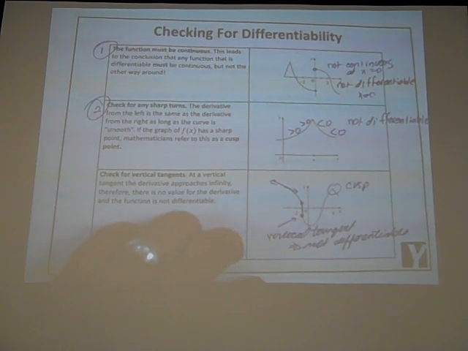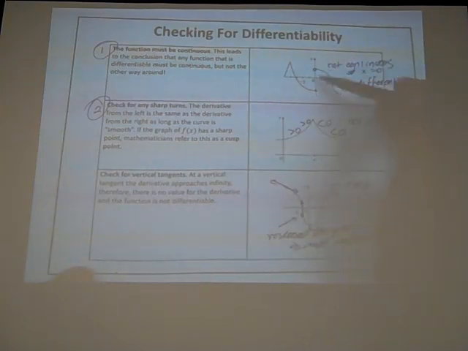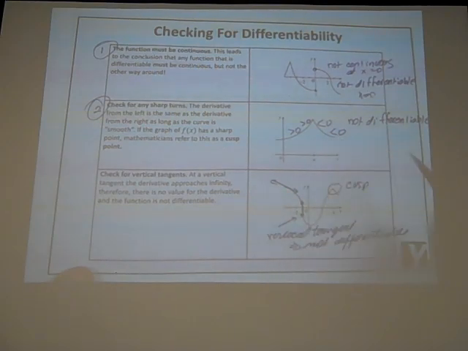Okay? So to summarize, if I have the graph in front of me and I want to know if it's differentiable at a point, I first check for continuity. If the function is continuous, move on. Second, I look for sharp points. If there are any sharp points, then it won't be differentiable.